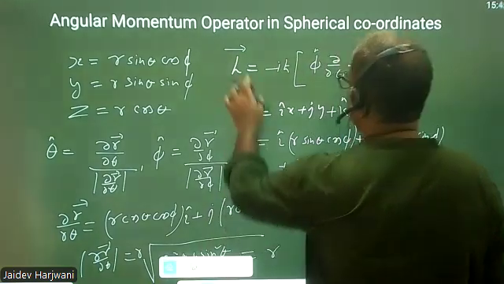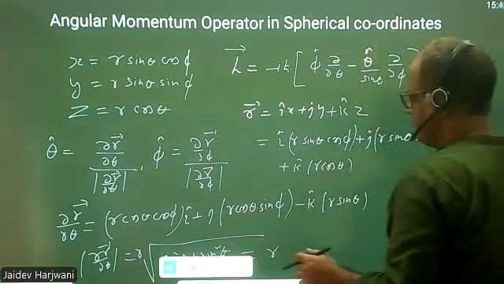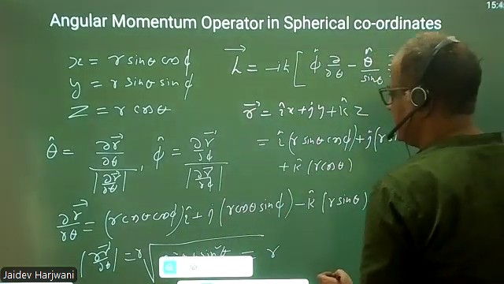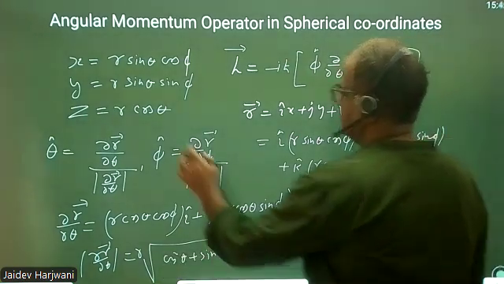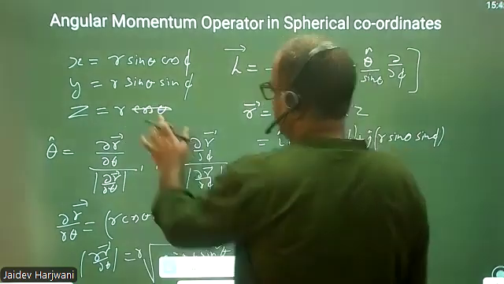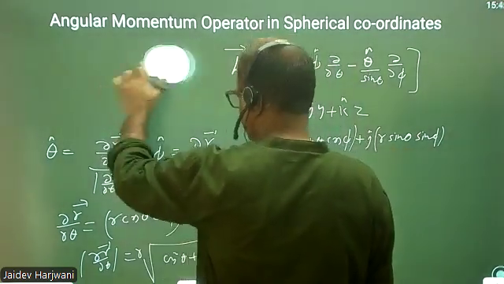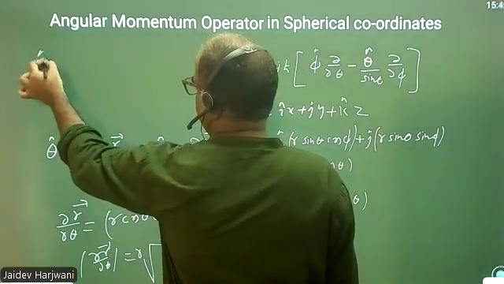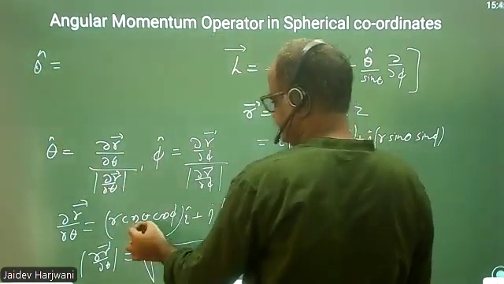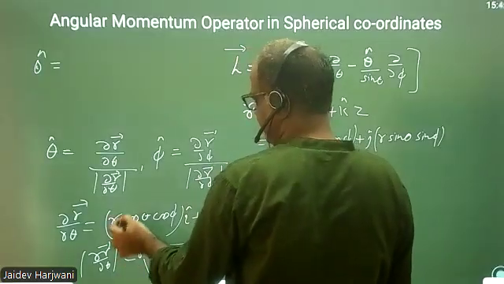So now what can I write? Let me write now theta cap. So theta cap I can write here. It becomes divided by r, which means this r will be cancelled out.